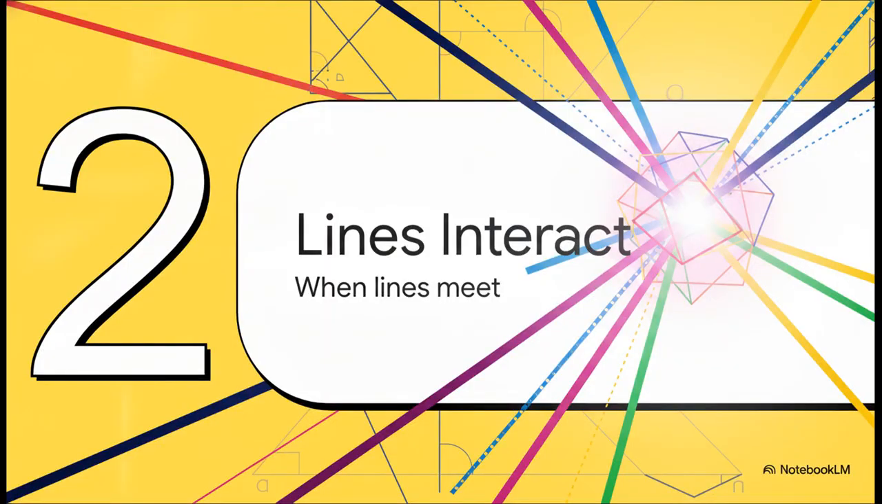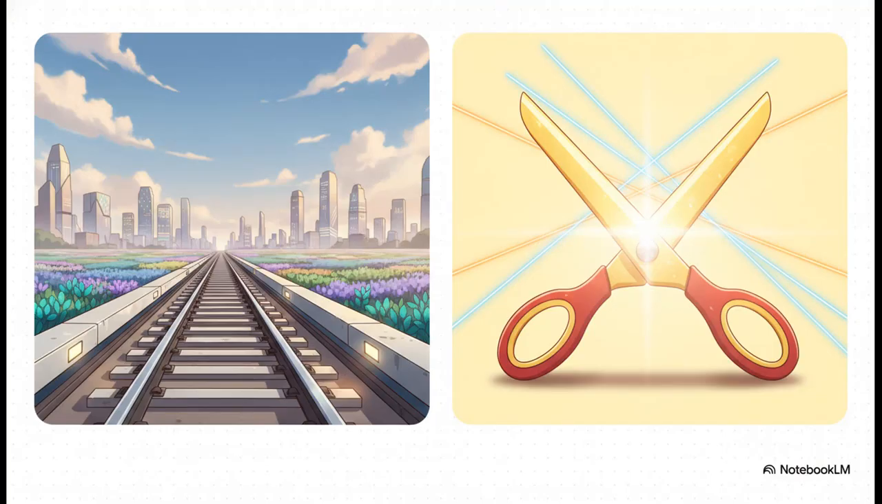Section 2, when lines interact. Let's see what happens when we crash these distinct lines into one another. Because one line on its own is fine, but the real magic happens when multiple lines share the exact same space. There are 2 main ways lines can behave around each other. On one hand, we have parallel lines. These are exactly like those railway tracks we mentioned earlier. They never ever meet, no matter how infinitely far they extend.